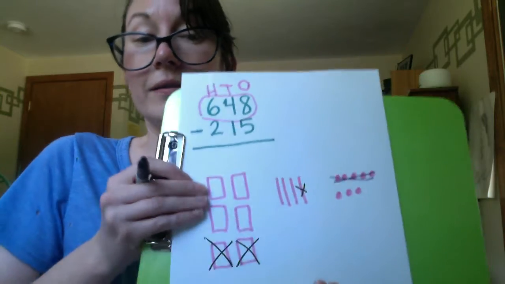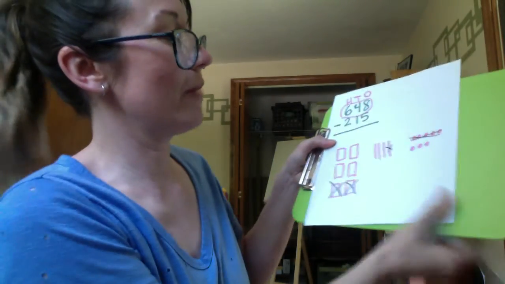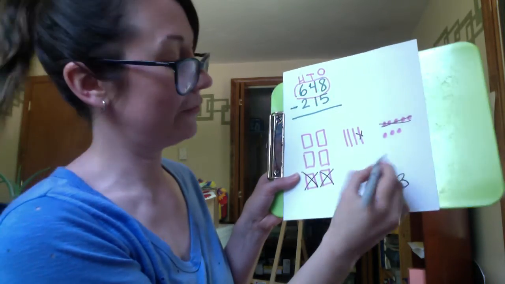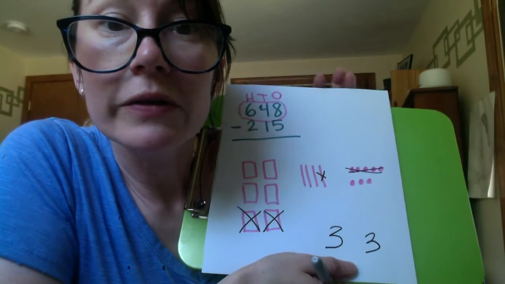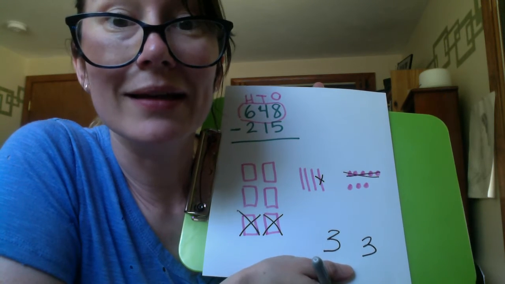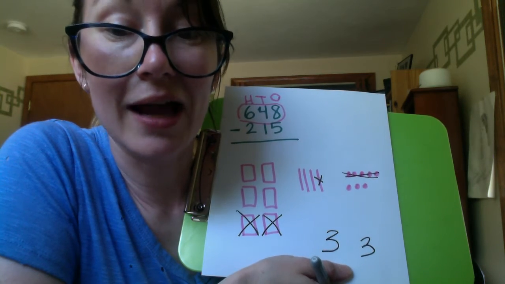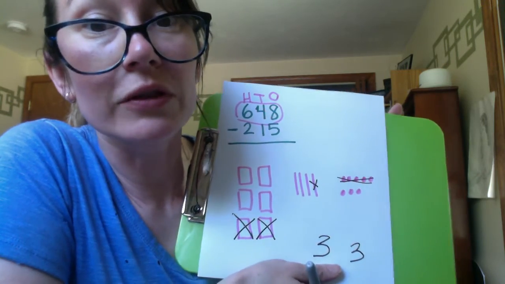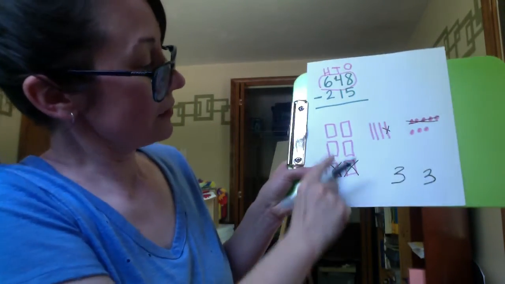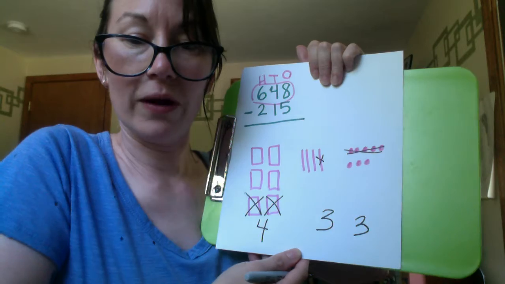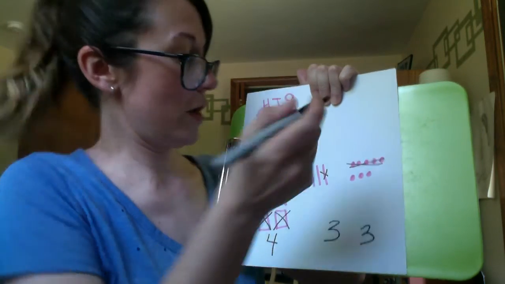Now, to find the answer, I just count what's left. Let's see how many ones are left. 3. How many tens are left? 3. You have to be a little bit careful, boys and girls, about your X's when you're crossing them out, because if you make sloppy X's, you might accidentally count numbers that you've crossed out, or you might accidentally cross off too many. So just be careful with those X's. 3 tens, 4 hundreds. So my answer is I have 4 hundreds, 3 tens, and 3 ones.